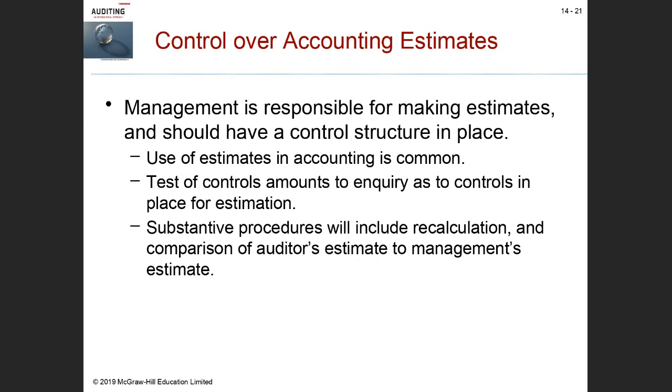From an outside auditor's perspective, the way we test them, recalculation, right? Just checking the math basically. And a key one is comparison of the auditor's estimate to management's estimate. So management might come up with a number, but the auditors could also come up with their own number. And then the auditors would say, well, why is my number so much different than your number, right? And especially in areas of accounting estimates.